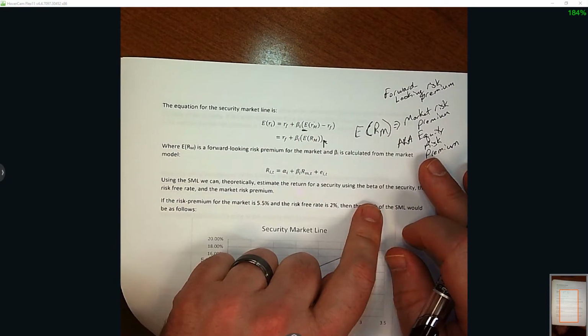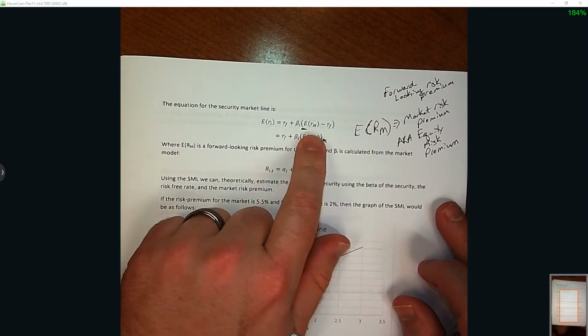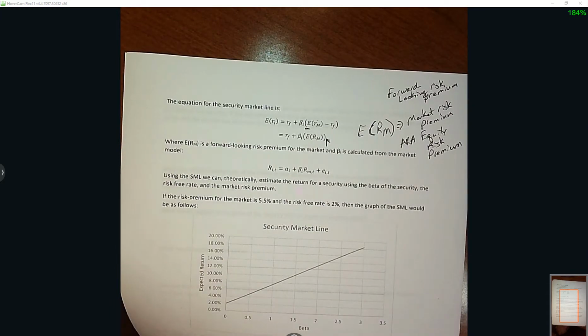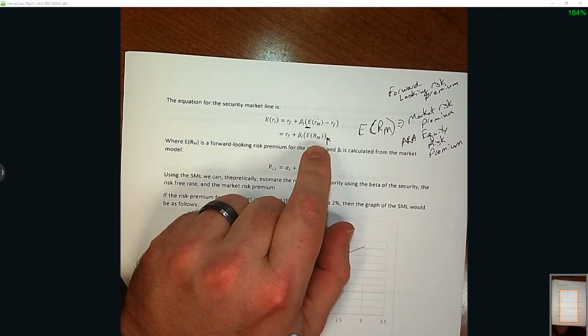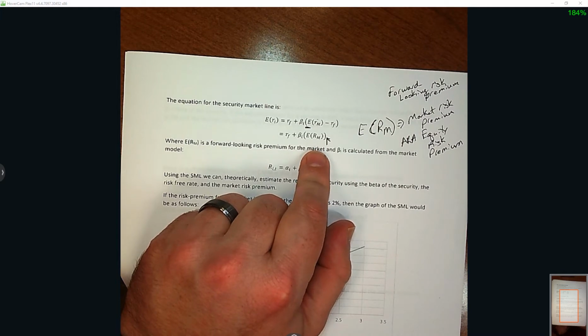The size of the market risk premium or the equity risk premium is going to depend on the level of risk aversion in the marketplace. The more risk averse people are, the larger that number is going to be. Okay, the more they're going to require to invest in a risky asset.